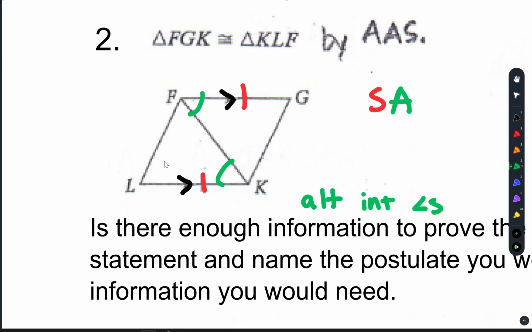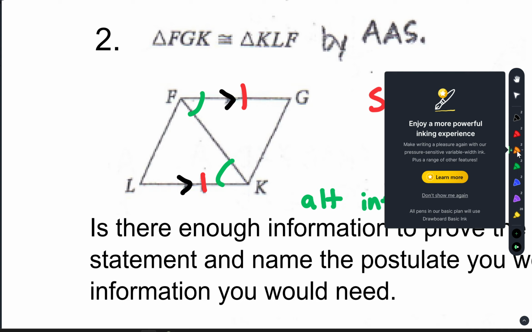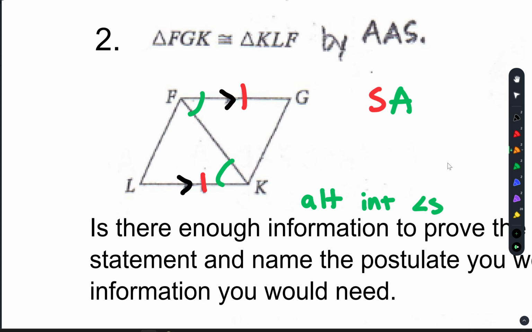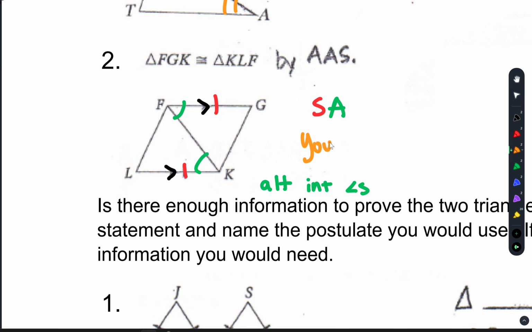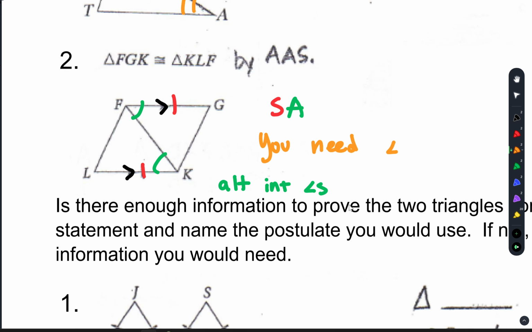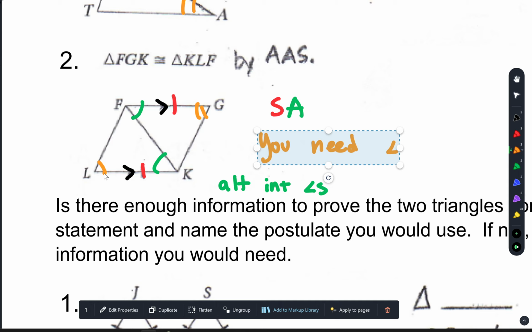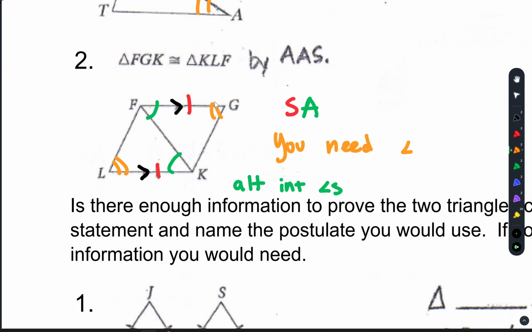Now, in order to use AAS, which other angle would need to be given to me? What do I need? AAS, Dahlia? Well, if I do L and G, do I have AAS or do I have ASA? So it can't be those two. It's got to be the other two. It's got to be this angle up here and this angle down here.